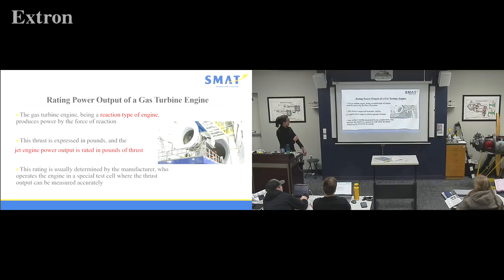Power output. Again, a reminder, it's a reaction engine, so it's producing power by the force of reaction. And thrust is measured in pounds. If you remember that scale at the back, don't do it, but you can picture it. So remember that jet engine power output is rated in pounds of thrust. And that rating will be determined by the manufacturer.